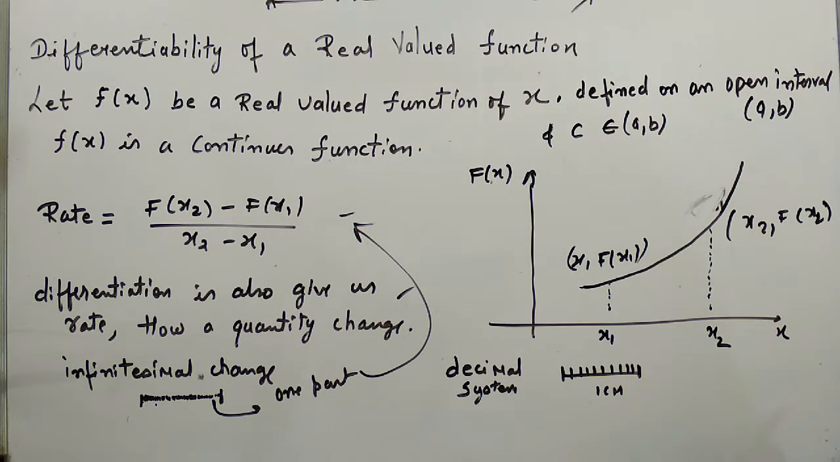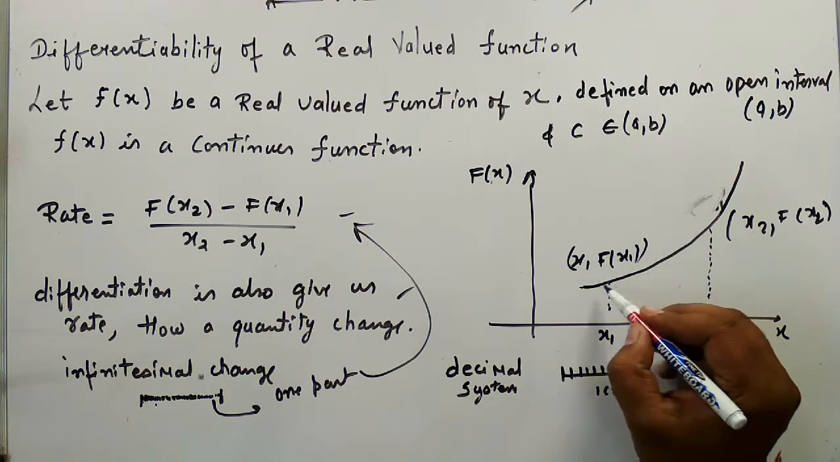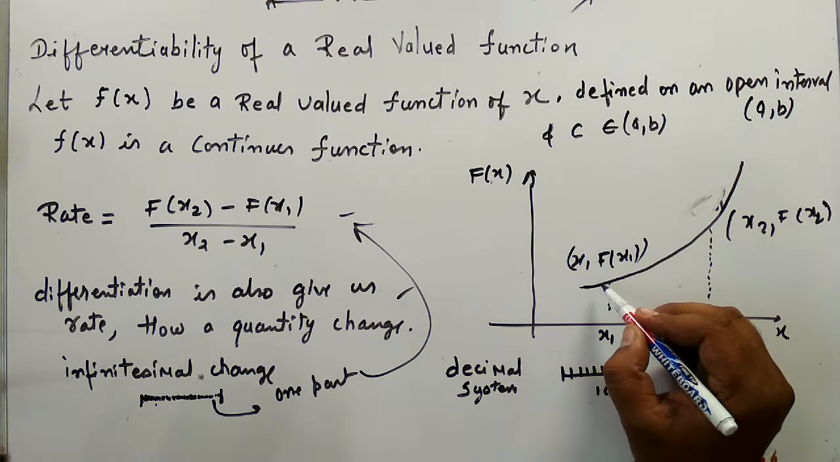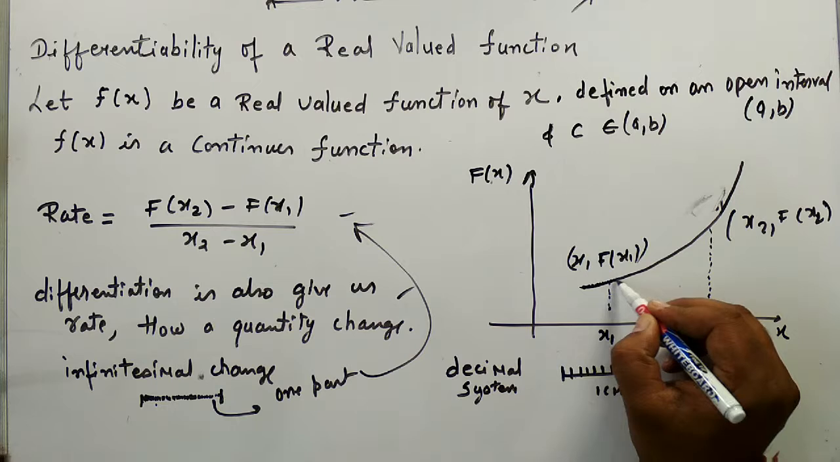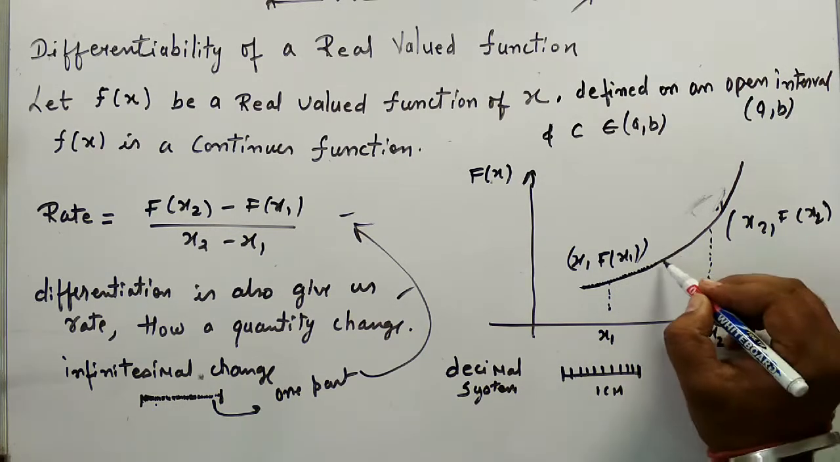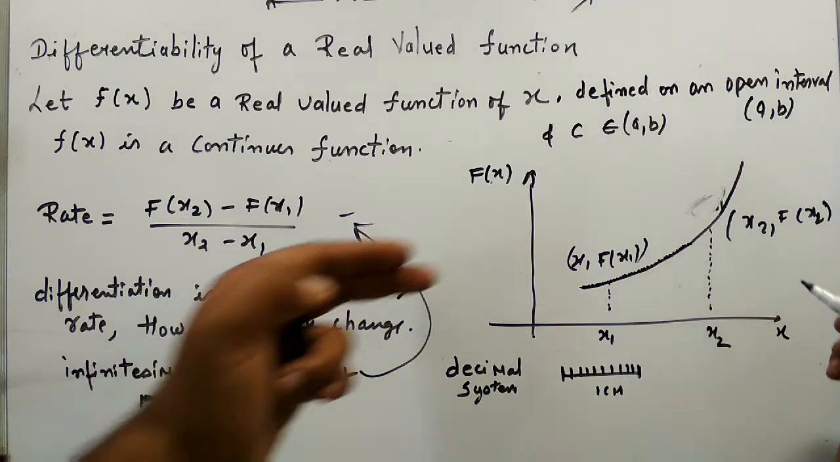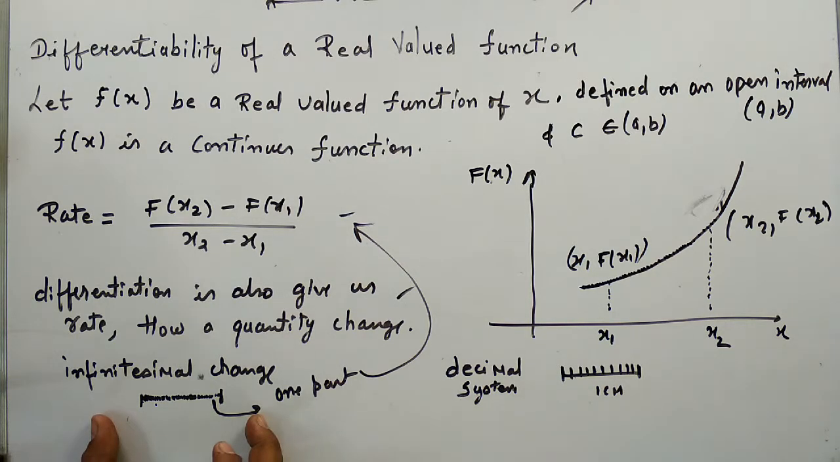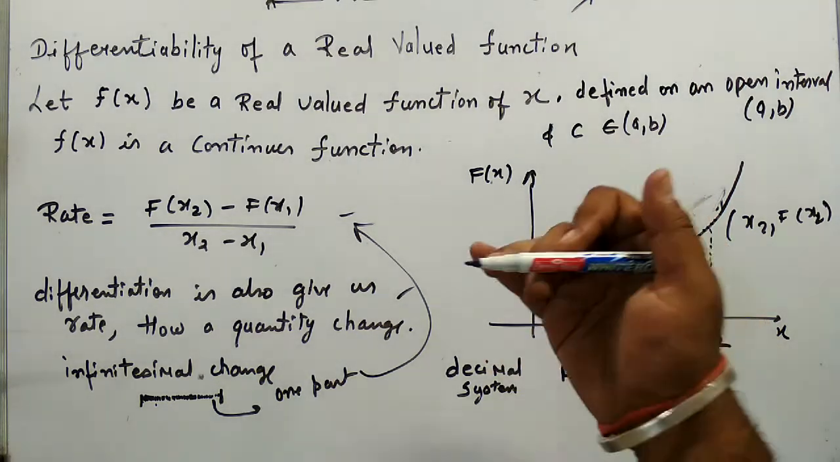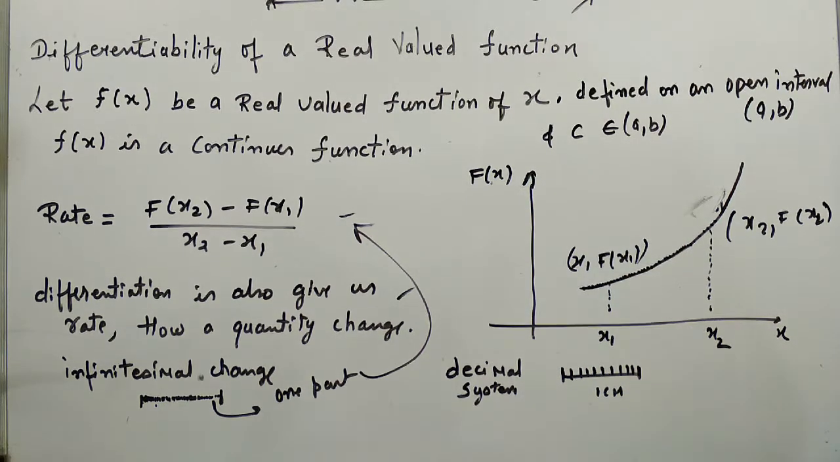So what was the benefit of this infinitesimal change? This infinitesimal change will give us the power to calculate the rate of f(x) with respect to x at any point. At any point, you are able to calculate the rate of f(x) with respect to x by the use of infinitesimal change. So how is this infinitesimal change going to define the differentiation? Now we are going to see that.